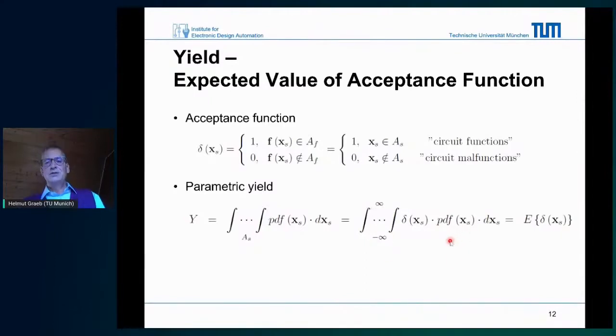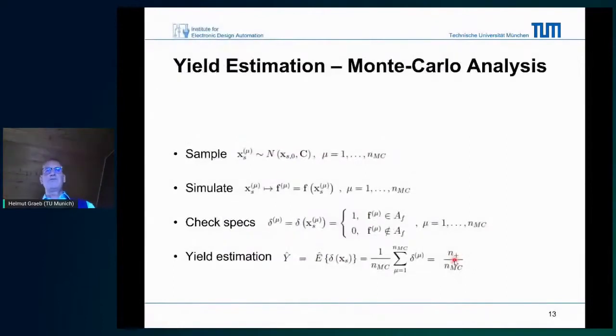Now, if you do that, you look into your statistics basic book and you find out, oh, this is the definition of an expectation value. The yield is the expectation value of your acceptance function delta. What is the nice thing about that? Once we have defined it as an expectation value, we know from statistics how we determine such an expectation value, right? It's the mean value, the mean value of all these deltas. That means you sum up all the delta that you get, and you divide it by the number of, you call it sample elements that you have, right? So that's the way you create a sample. You have NMC individual sample elements that you created such that they are normally distributed as you had defined it. And then you simulate all of them.